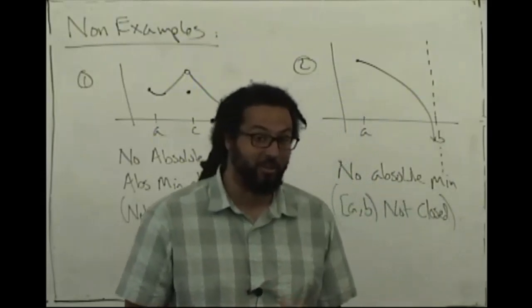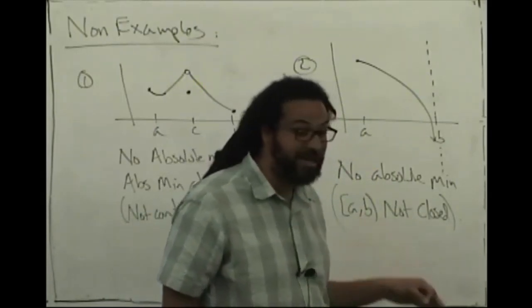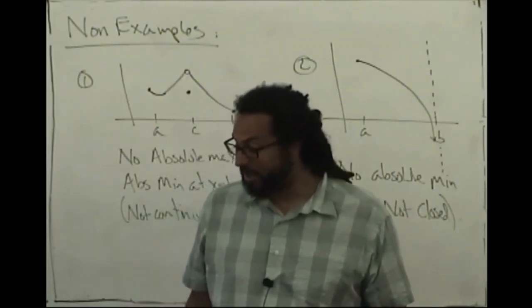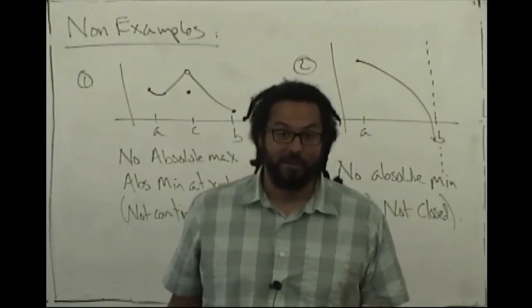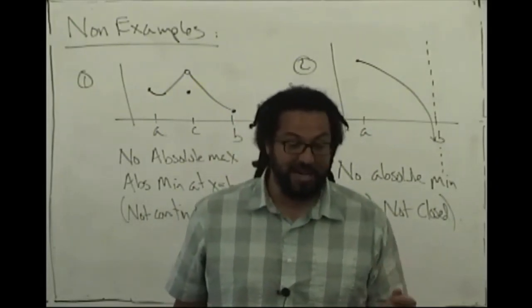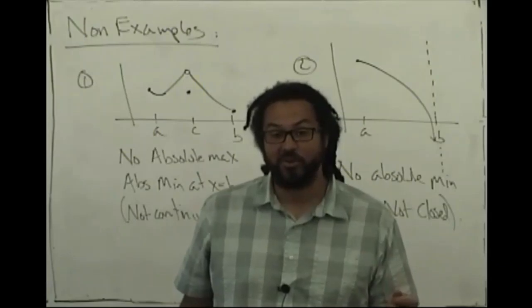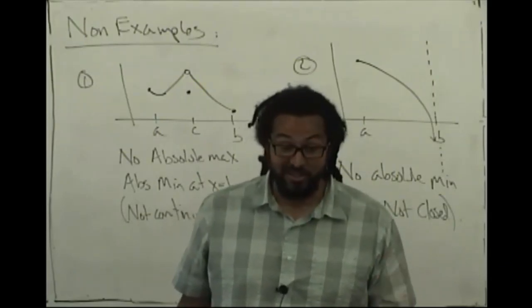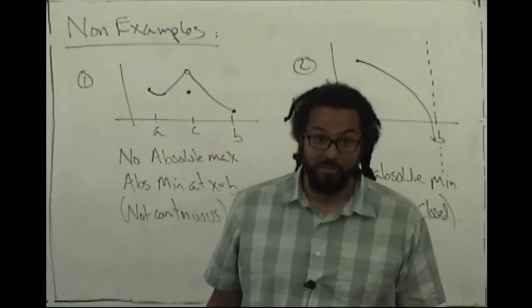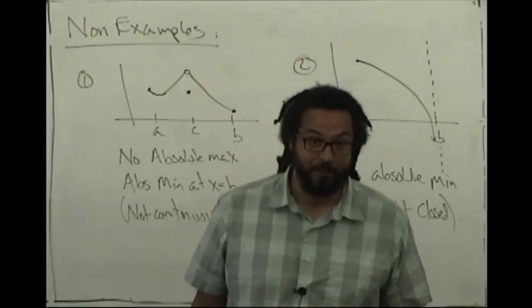Okay, now that we've gotten the non-examples out of the way, we want to look at the business of finding the extreme values of a continuous function on a closed bounded interval. How do we do that?